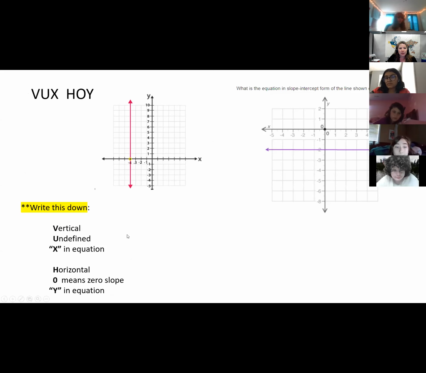All right, so I want you guys to write this down. You won't have to memorize what Bucks-Hoy means when it comes to lines. All right, so Bucks-Hoy deals with vertical and horizontal lines. I want everyone to write this down.